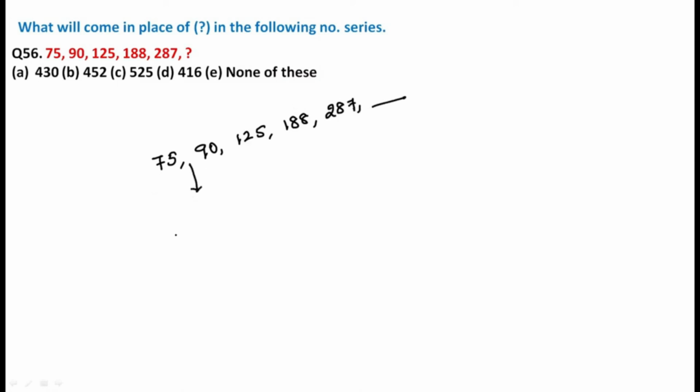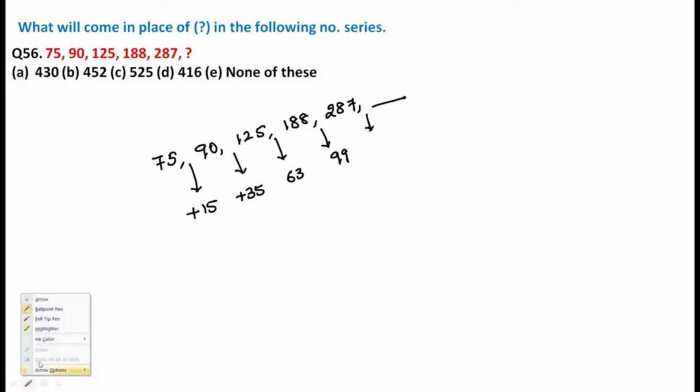Guys, see, 75 becomes 90, we need to add 15. Now 90 becomes 125, we need to add 35. 125 becomes 188, we add 63. Now the next value, 188 becomes 287, so we add 99. What is the next number we need to add?